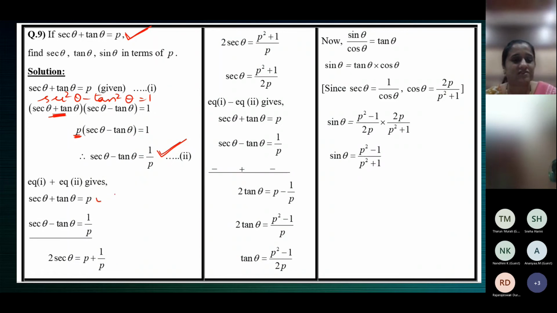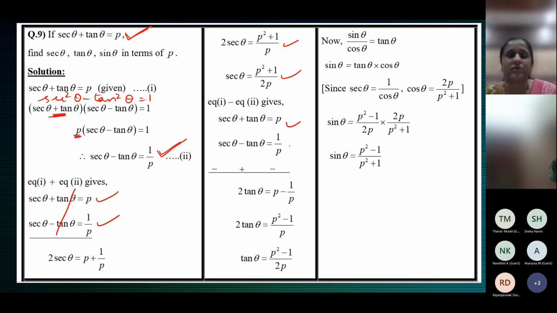So see here, adding the two equations. Secant theta plus tan theta is p. Secant theta minus tan theta is 1 by p. We write the two equations one below the other. Adding meaning we don't change the signs. So what happens? This gets cancelled. So 2 secant theta is equal to p plus 1 by p. You can follow all that.